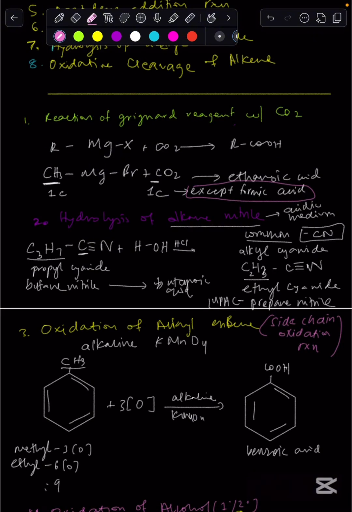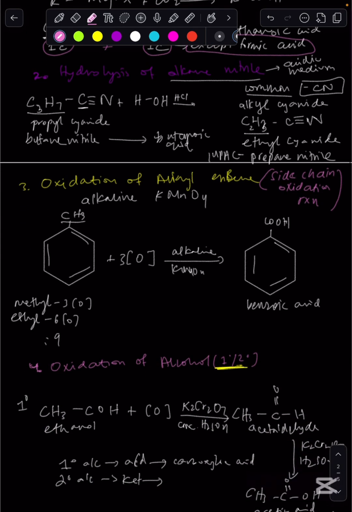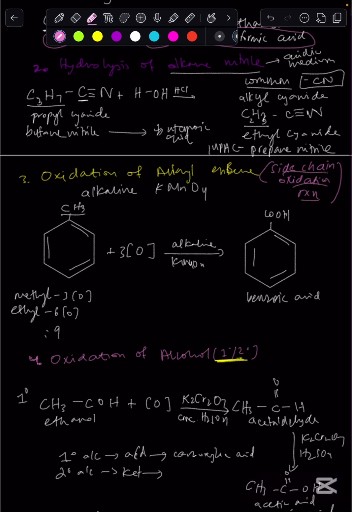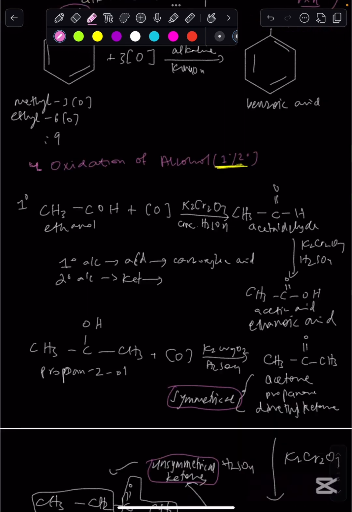Alright, so one thing to note is that this rule, the addition rule, may apply to all other formation of carboxylic acid except formic acid, and the oxidation of alkyl benzene is also called side chain oxidation reaction because this side chain is oxidizing and not the ring which is the parent.